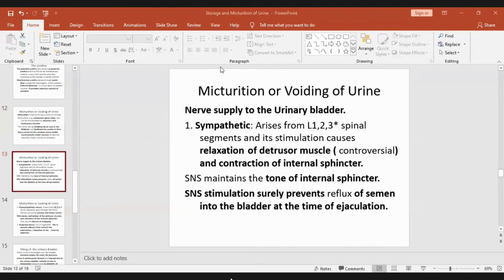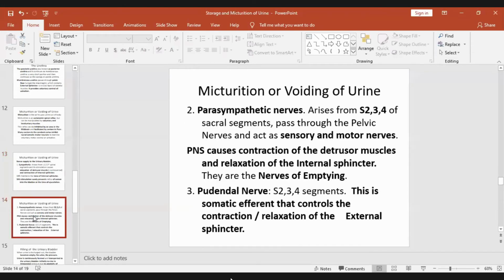Try to remember this one again. Now, the sympathetic system maintains the tone of the internal sphincter, always maintains its tone. So the leaking of urine is prevented. SNS stimulation also prevents the reflux. Try to remember, this is not reflex. Reflux, that is the reflux of the semen into the urinary bladder, its prevention is under the control of this system. Ladies and gentlemen, the parasympathetic system arises from 2, 3, 4 of the sacral segment.